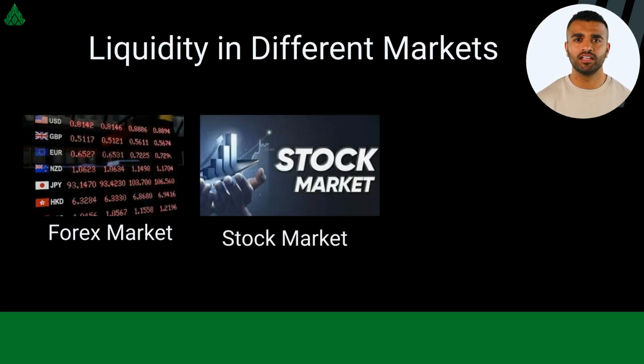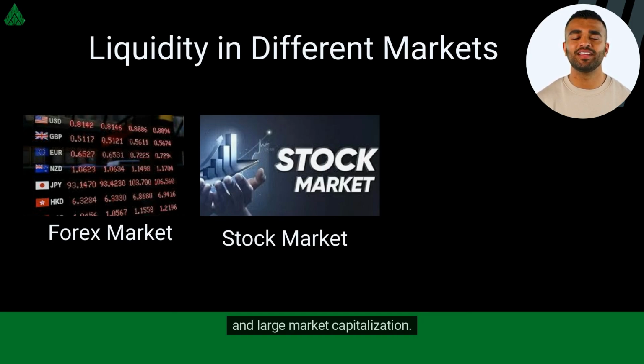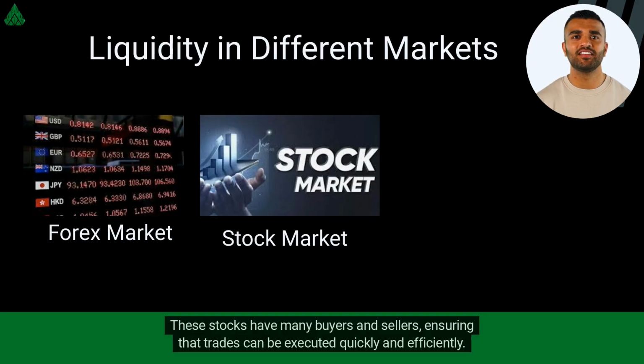Stock market. In the stock market, blue-chip stocks like Apple or Microsoft are highly liquid due to their popularity and large market capitalization. These stocks have many buyers and sellers, ensuring that trades can be executed quickly and efficiently.